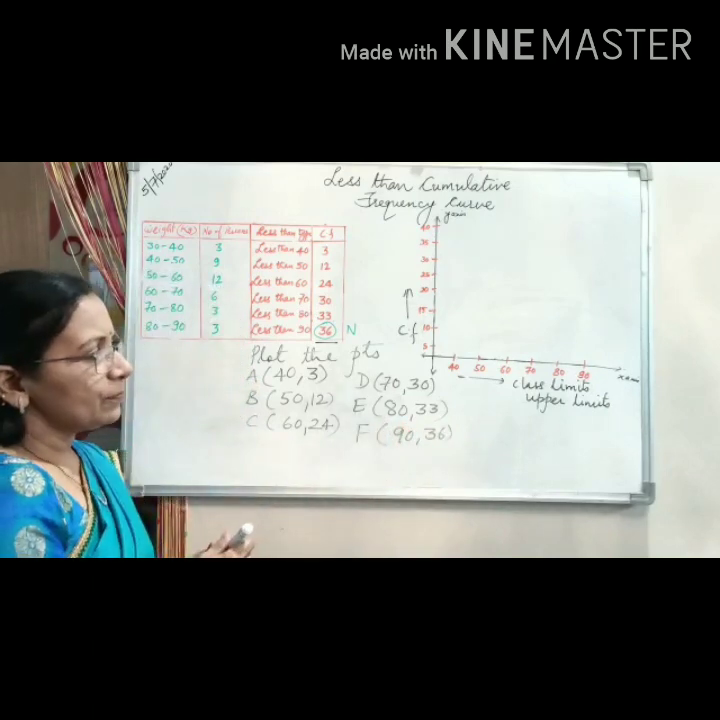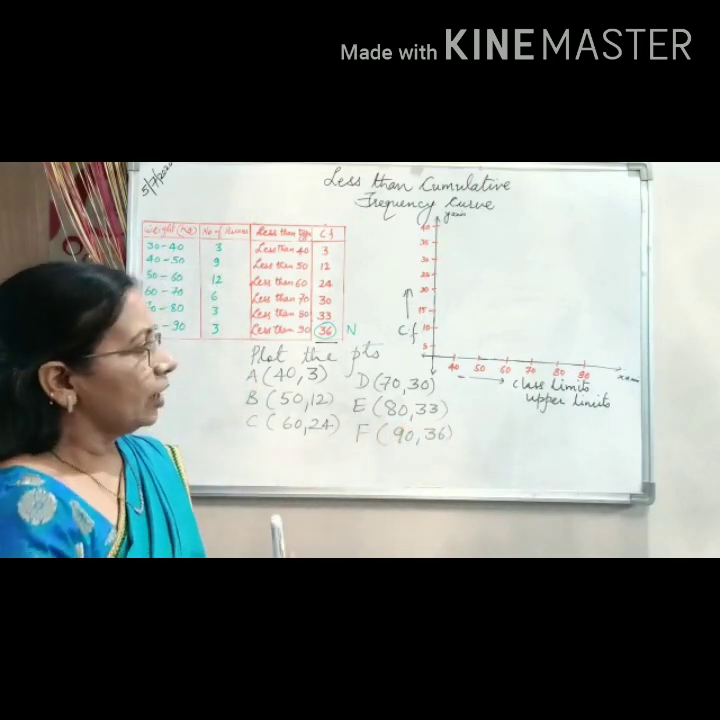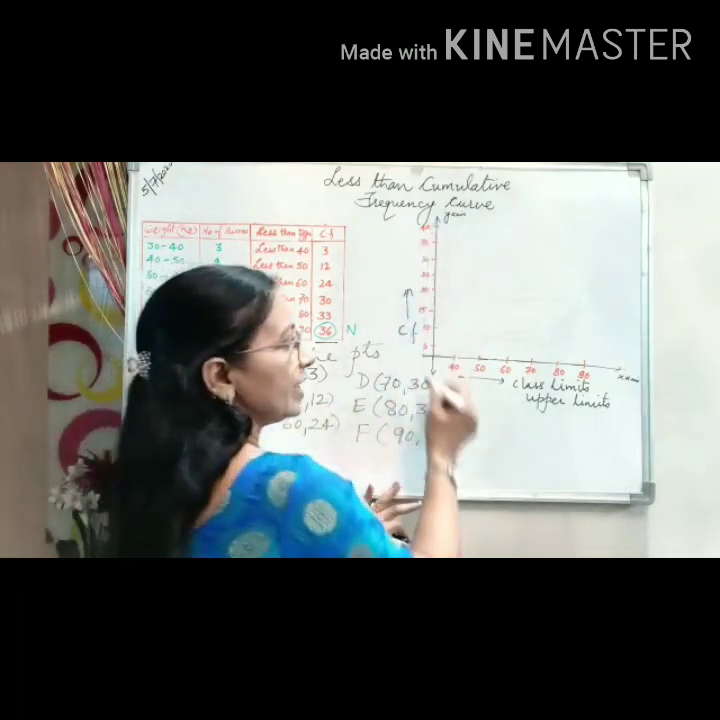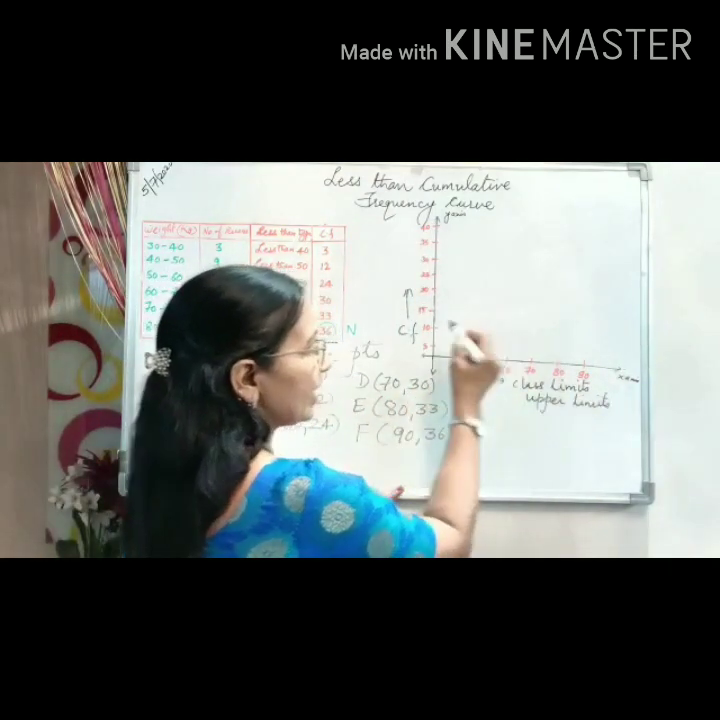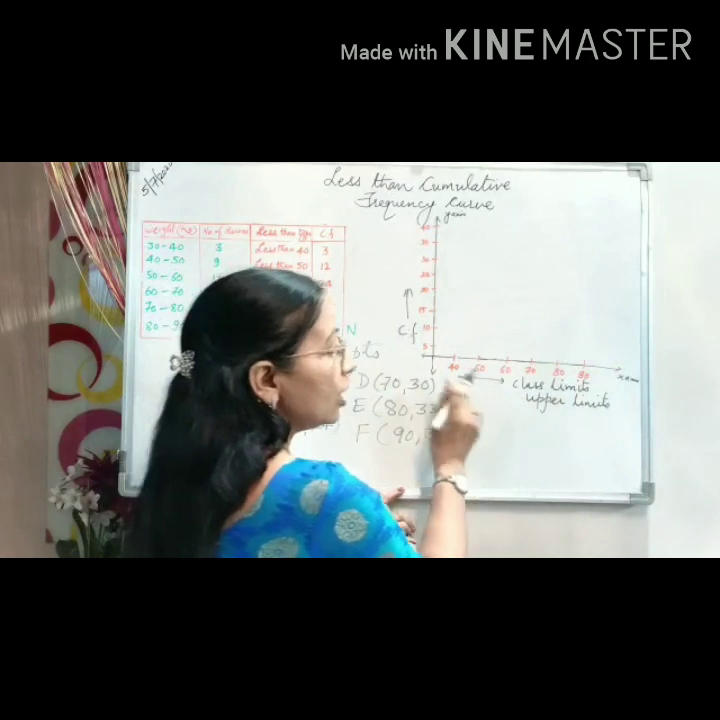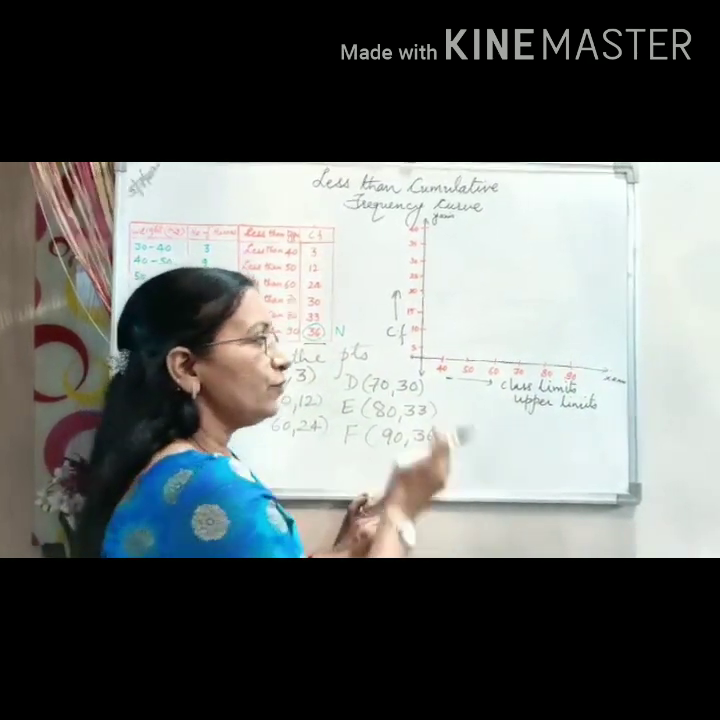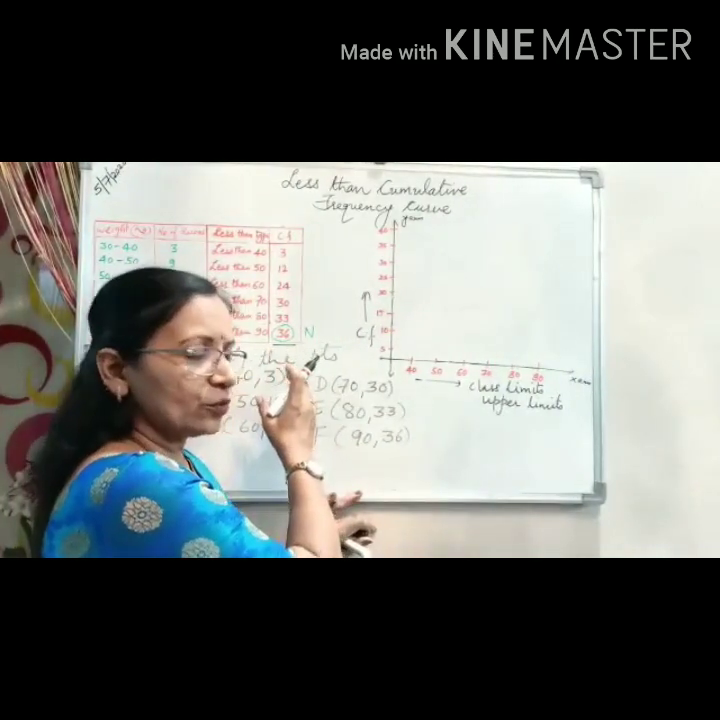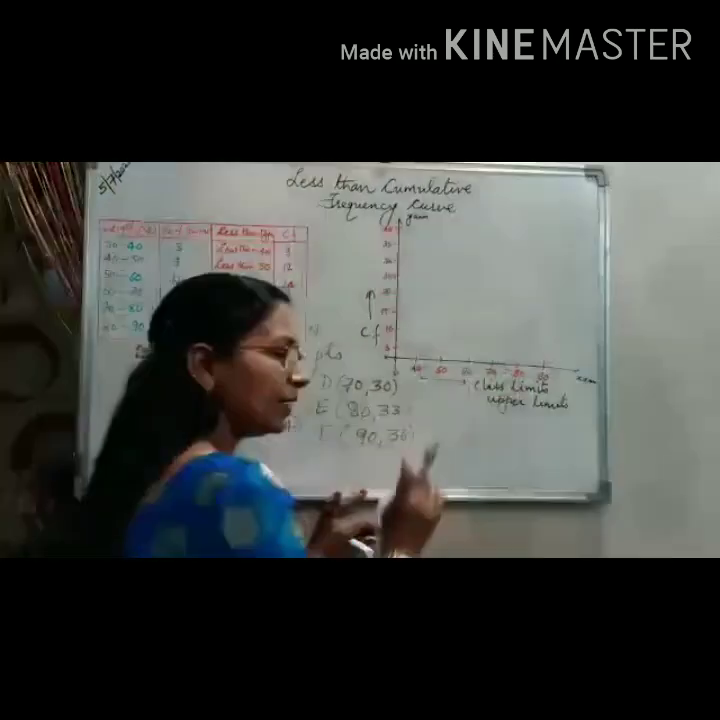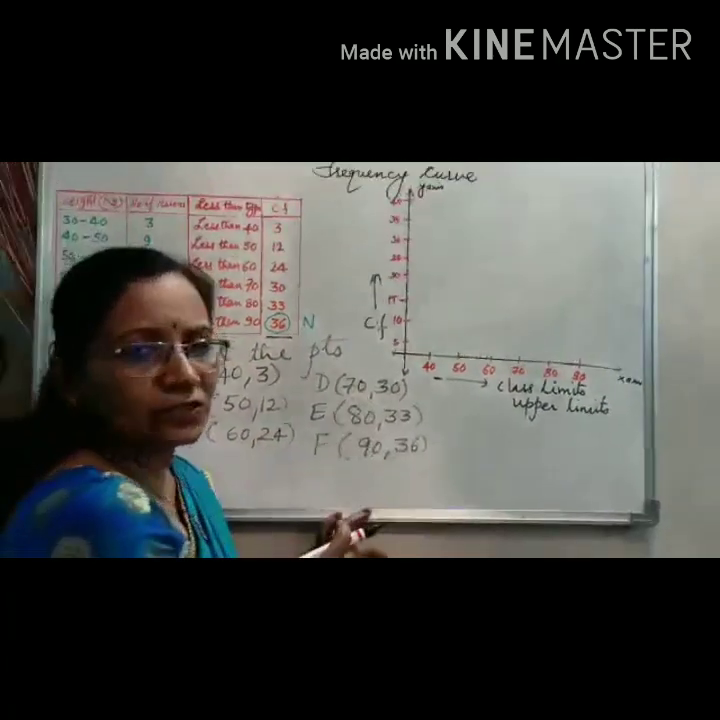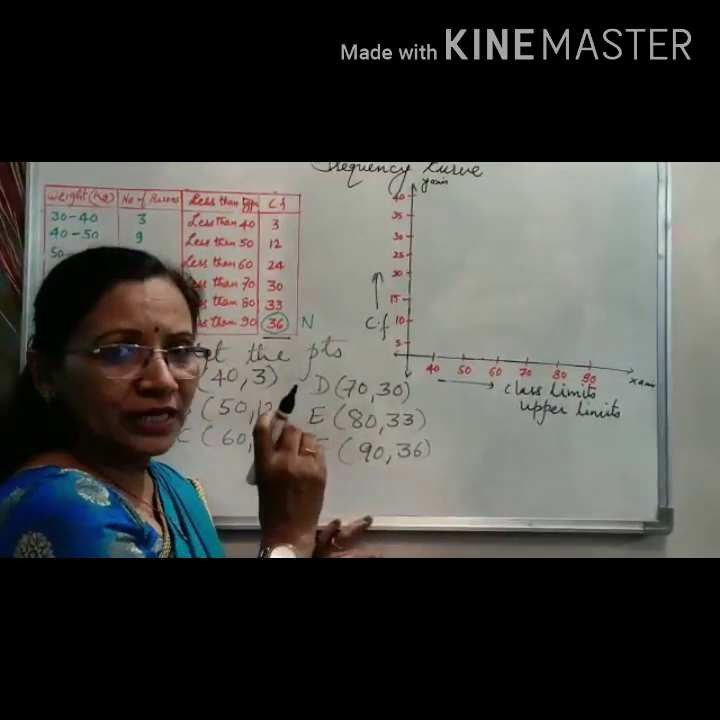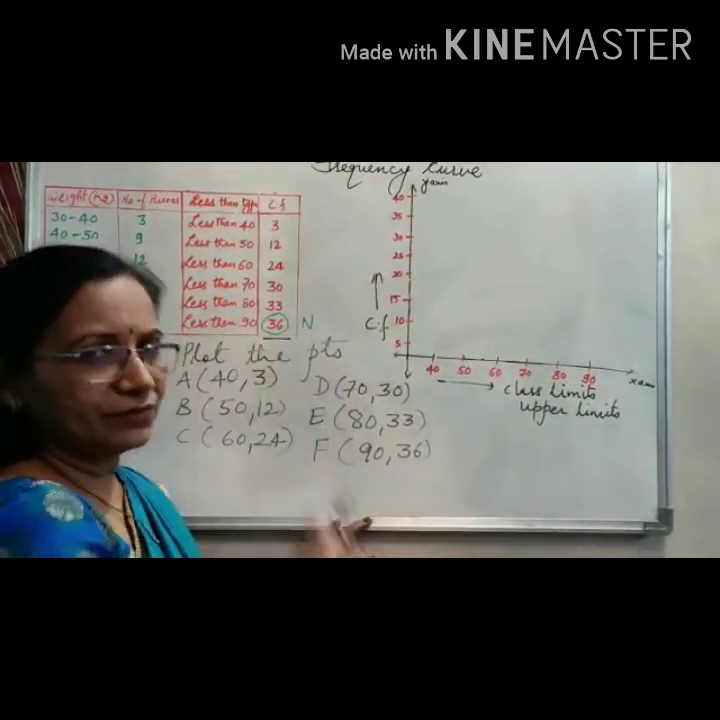Okay, so we shall plot them on the graph. Now here I have drawn the x and the y axis. This is the x axis and this is the y axis. Along the x axis we are going to consider the class limits. If it is the less than type cumulative frequency curve, we are going to plot the upper limits, and along the y axis we are going to plot the cumulative frequencies, which just now we have written here.